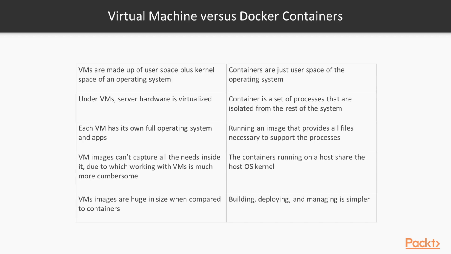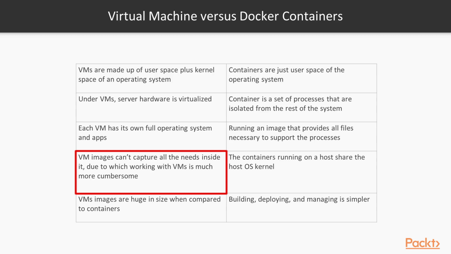In virtual machines, it would be a full-fledged operating system and applications that would be actually running. But in case of containers, it would be just a set of processes that are isolated from the rest of the system. A virtual machine image can't capture all the needs inside the image itself, due to which it becomes very cumbersome when we start using virtual machines. We need to specifically define the environment variables, the dependencies, and everything in case of a virtual machine.